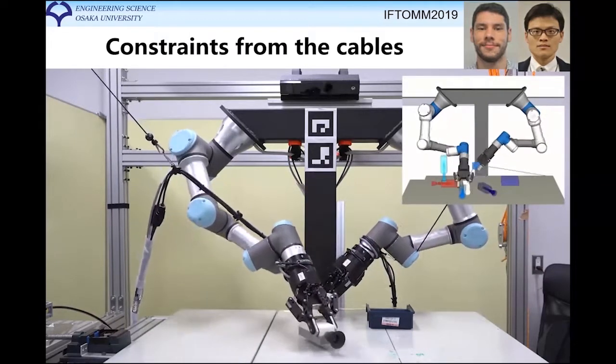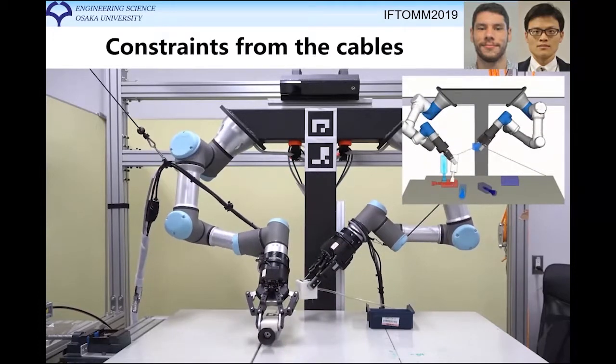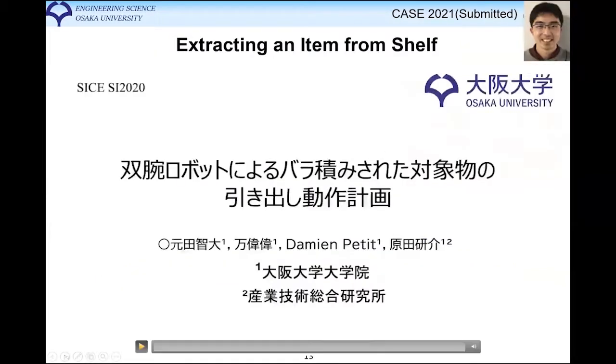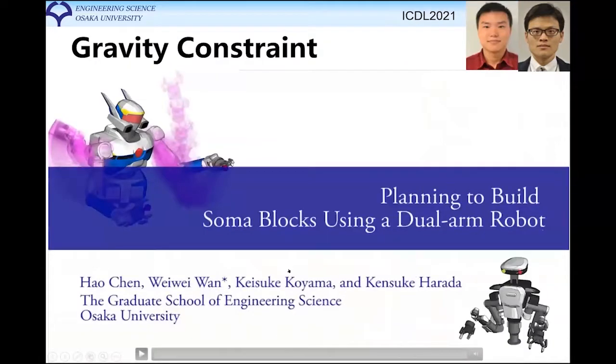So this is the video showing the case where the manipulation planner is applied. And the third one is the assembly planner, taking into account the constraint coming from gravity.